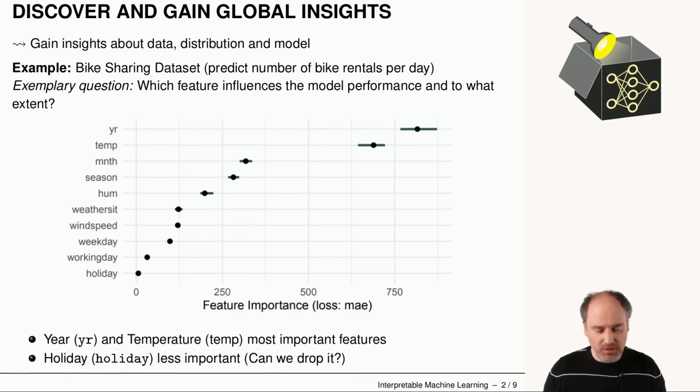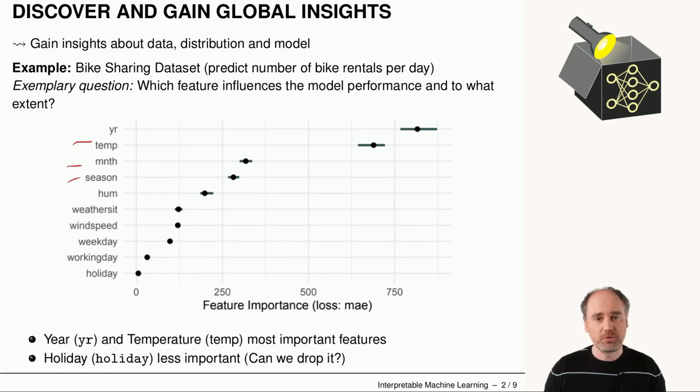So an example might be, and we're going to look at this again and again, this very popular bike sharing data set here. This has become something like the IRIS data set for interpretable machine learning. For this bike sharing application, we have a certain number of features, certain covariates, which, for example, measure the current temperature at a certain day, which month we are in, which season we are in, humidity, wind speed, and so on.